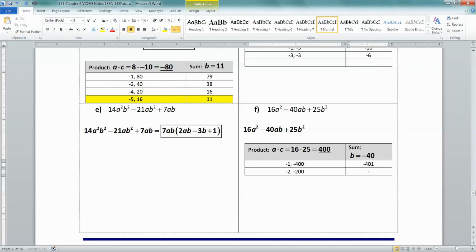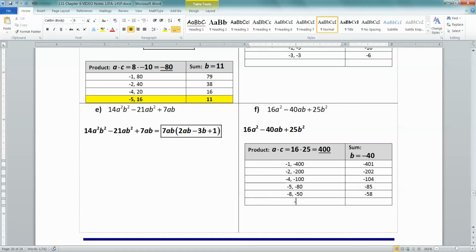-2 and -200. That would make -202. No good. -4 and -100. That would make -104. -5 and -80. It's -85. We're getting there. -6 and, oh man, how many times does 6 go into 400? Oh, it doesn't. Not in a whole number. It does it in a fraction. All right, we'll leave that one off. 7 doesn't go into 400. -8 goes in -50 times, excuse me. That would make -58.